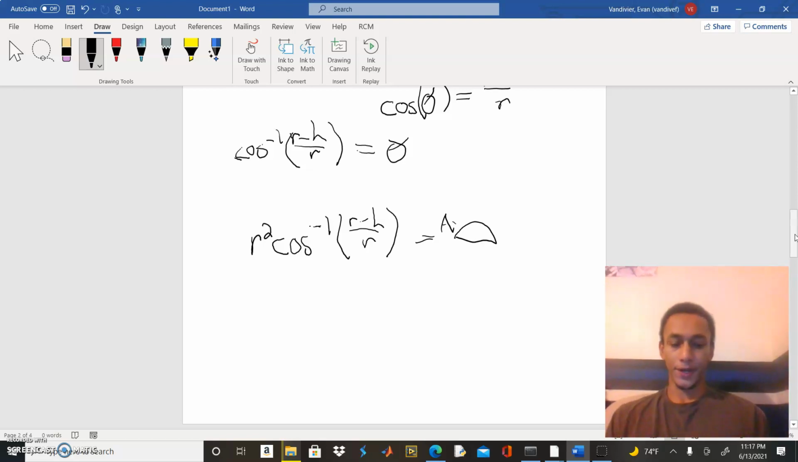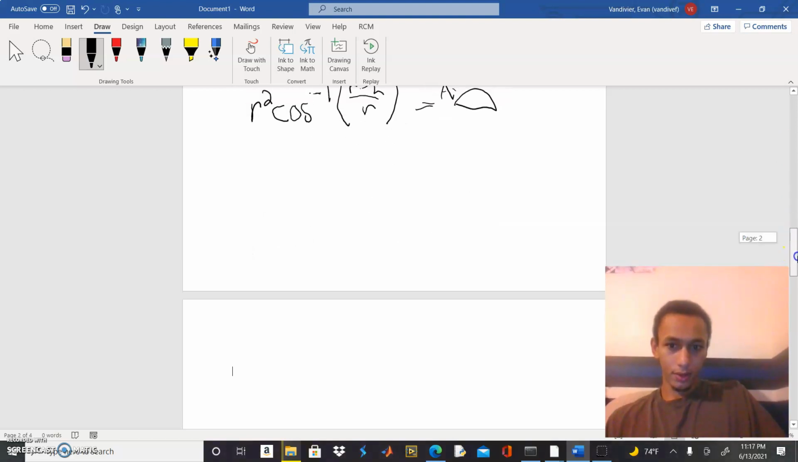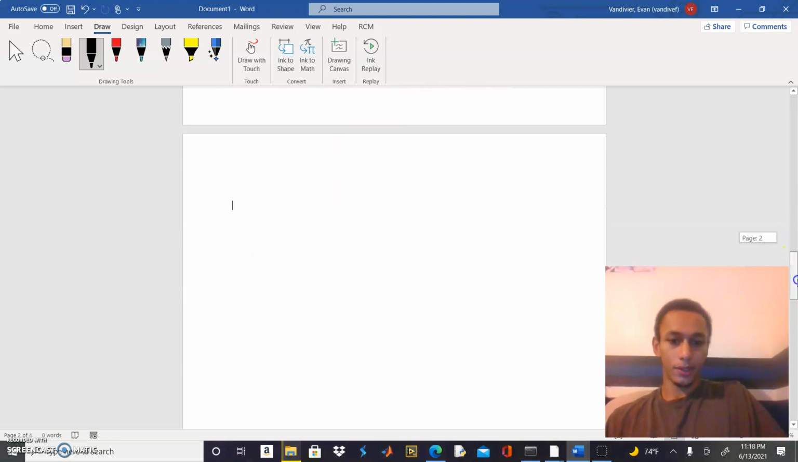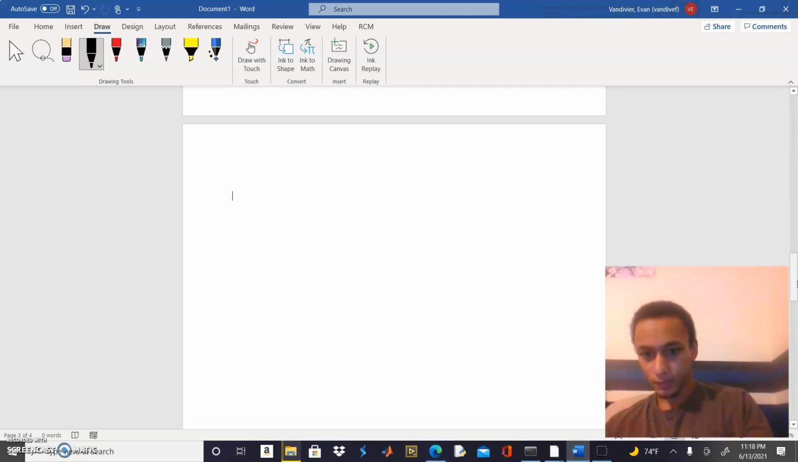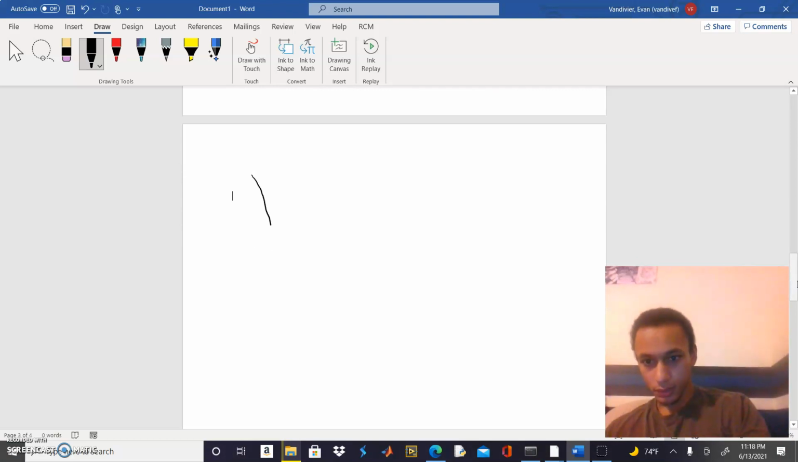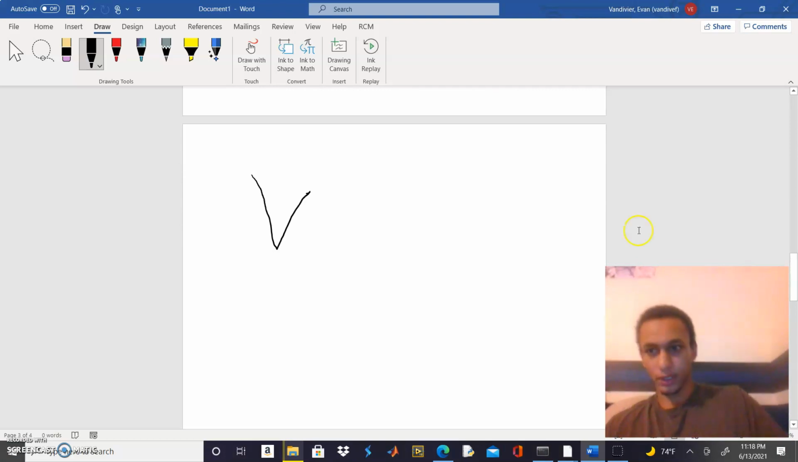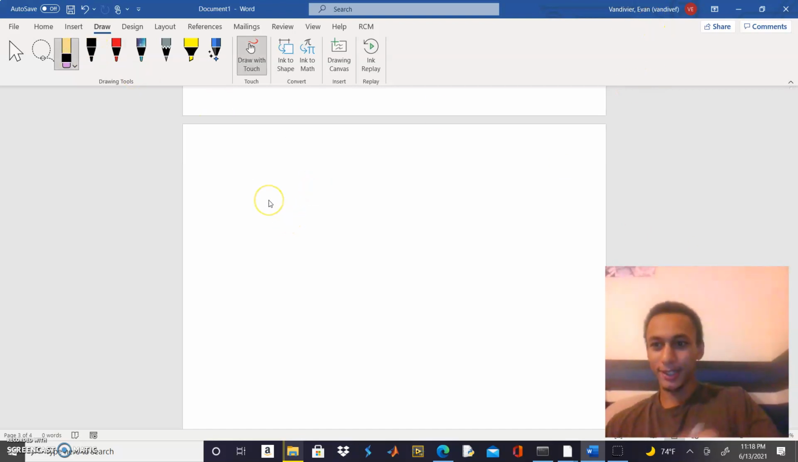But now I need to find the area of the triangle. So I'll start this on a new page since I'm not going to remember. Let me redraw this triangle. Ooh, that's a bad triangle. Bad. So let me redo it.